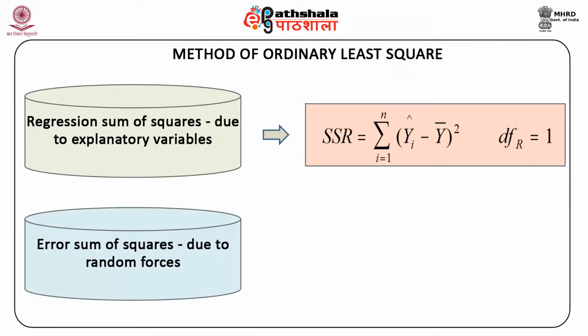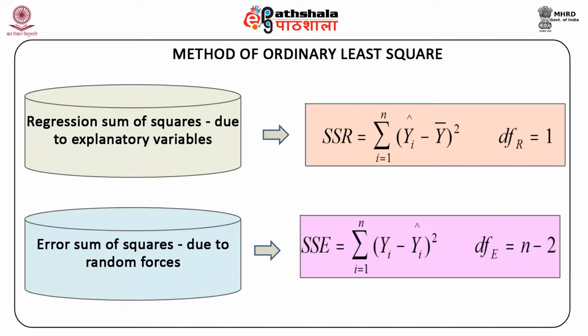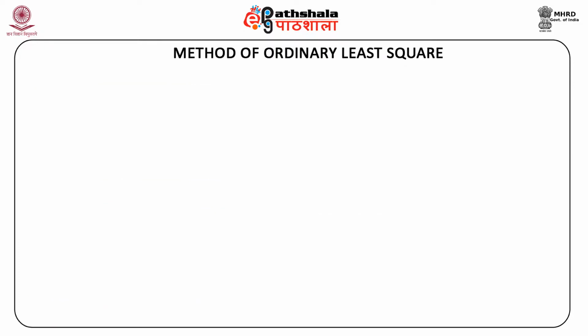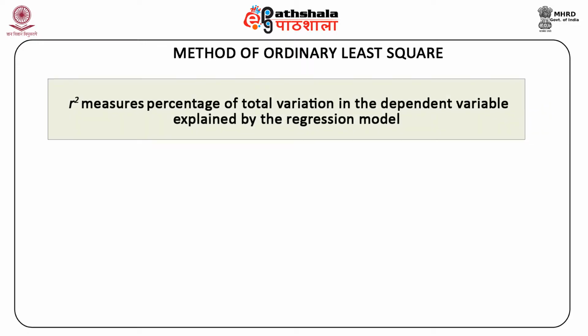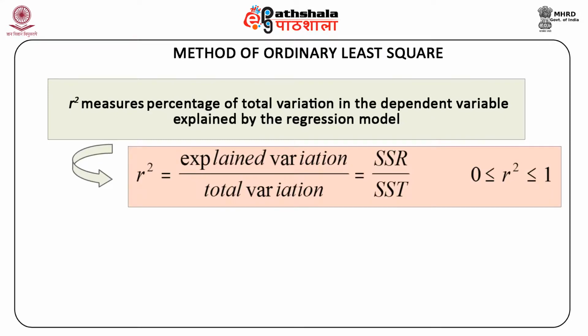Error sum of squares, unexplained variation, which could be due to random forces, is SSE is equal to summation i varying from 1 to n (yi minus yi hat) squared, where the degrees of freedom of SSE is equal to n minus 2. Using the sum of squares, we get the coefficient of determination R squared, which measures the percentage of total variation in the dependent variable explained by the regression model. It is a measure of goodness of fit. R squared is equal to explained variation divided by total variation, that is SSR divided by SST.